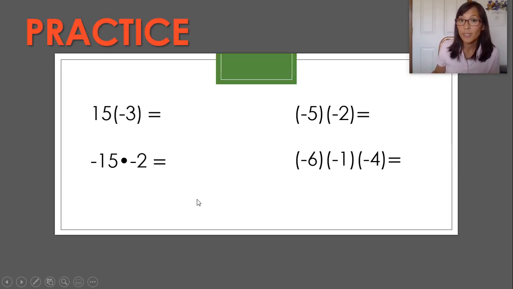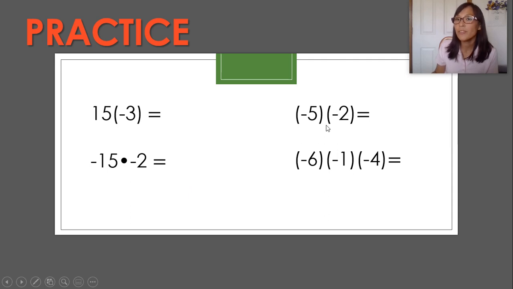Let's look at these multiplication problems. What I wanted you to notice is that when there is a parentheses right next to the number, then that means multiply. So this is 15 times negative 3, and that is going to be a negative 45 because there's only one negative in your problem. If I multiply 15 times 2, that's going to be 30, and then because there are two negatives, your answer is going to be a positive 30.